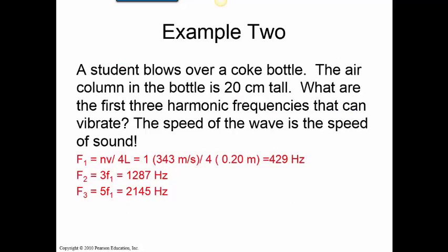A student blows over a Coke bottle. The air column in the bottle is 20 centimeters tall. What are the first 3 harmonic frequencies that can vibrate? The speed of the wave is the speed of sound. Plugging in, f1 equals nv over 4L, which gives us 429 hertz. The next harmonic is n equals 3, so 3 times f1 is 1287 hertz, and the third harmonic is 5 times f1, or 2145 hertz.